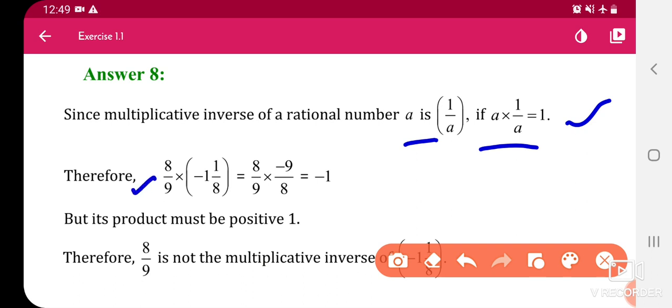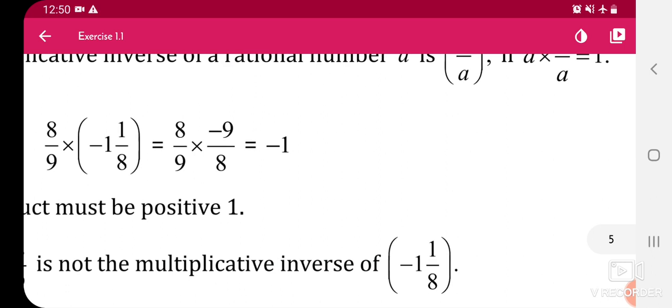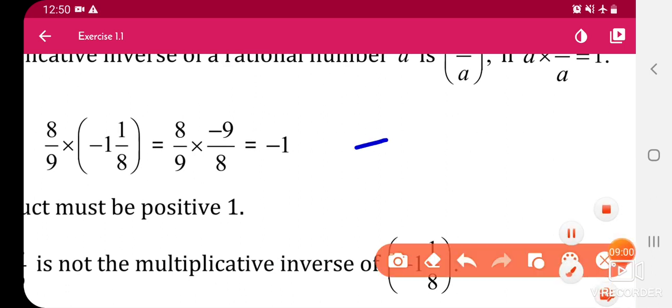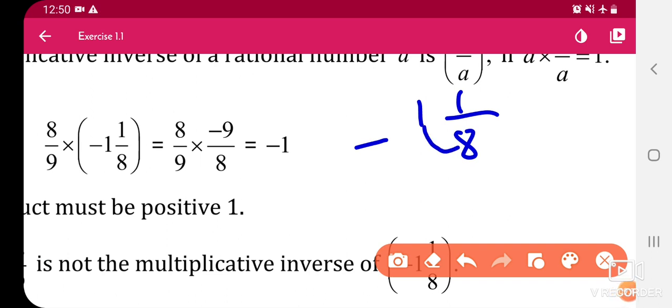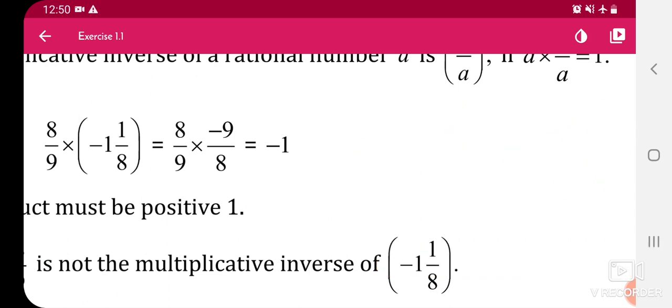Therefore 8 upon 9 stays as it is, and the question gives minus 1 upon 8 as the multiplicative inverse candidate. So what is the simplest form of minus 1 upon 8? Minus 1 and 1 upon 8. This is in mixed fraction form, so we have to convert it to an improper fraction. 8 multiplied by 1 is 8, plus 1, 9 upon 8. That means this improper fraction is minus 9 upon 8.